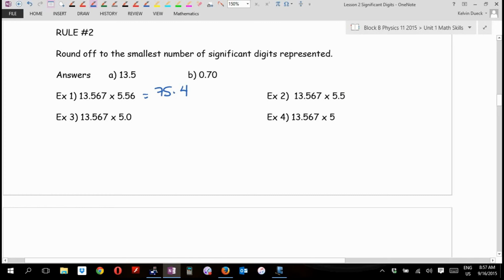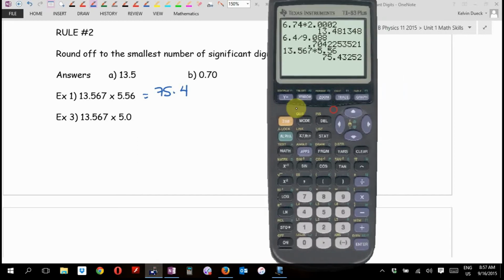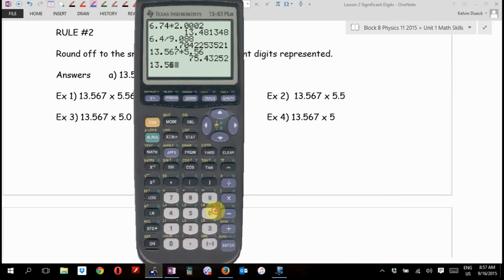Example 2, going across. Just glancing at this before we even start, how many sig figs are we going to round off to? 2. And this is why I said you'll find most of you multiplying and dividing, you'll be able to just kind of figure it out in your head and go straight to your calculator. 13.567 times 5.5. Okay, so 2 sig figs is right there. Is the 4 going to stay a 4 or become a 5?